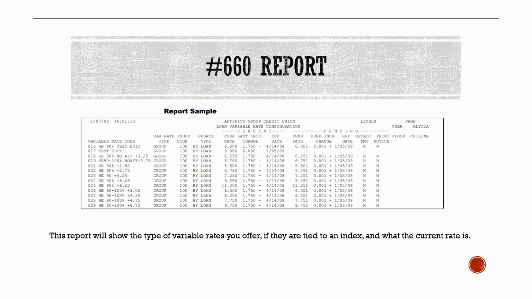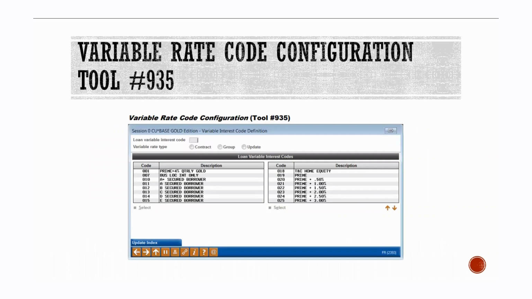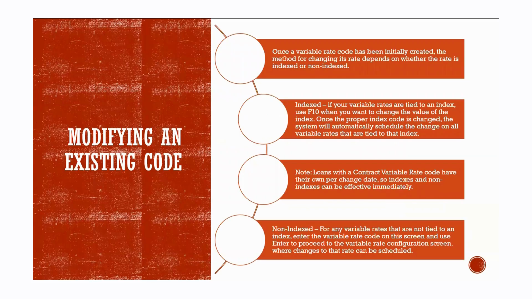It will show you the type of variable rates that you offer, if they're tied to an index, and what the current rate is. Variable rate code configuration is found in Tool 935. To edit an existing code, you enter the code and use enter. To create a new code, enter a 3-digit number and choose a contract variable rate type, and then press enter.